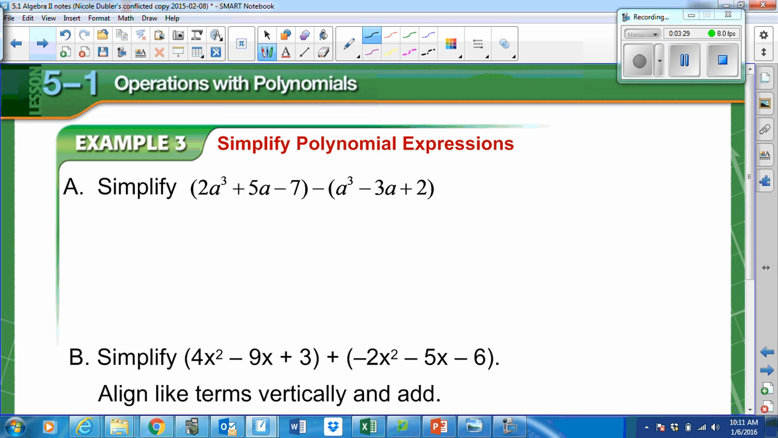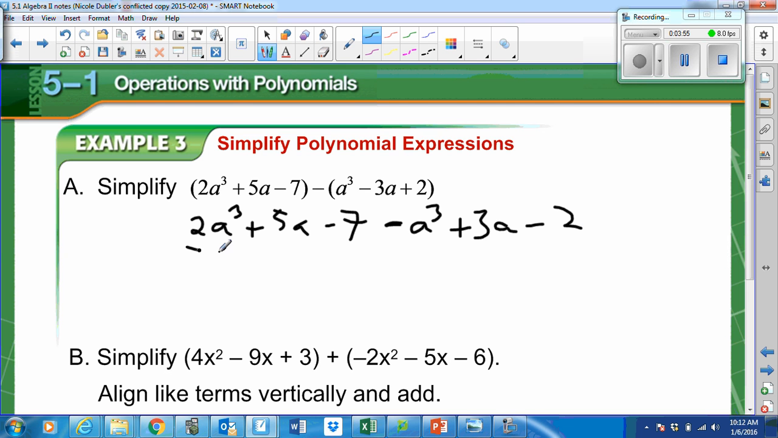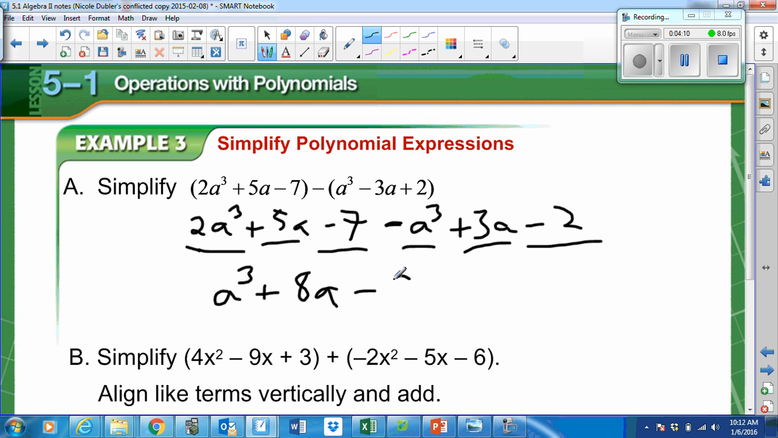So now we're going to look at simplifying polynomial expressions, which is combining like terms essentially. For terms to be like terms, they have to have the exact same variable part with the exact same exponents. So I'm going to rewrite this. I need to distribute that negative sign, so it becomes 2a cubed plus 5a minus 7 minus a cubed plus 3a minus 2. Combining like terms, 2a cubed minus a cubed are like terms, and that ends up with 1a cubed. We have 5a plus 3a, which is going to be plus 8a, and then we have our constants, minus 7 minus 2, which becomes minus 9.